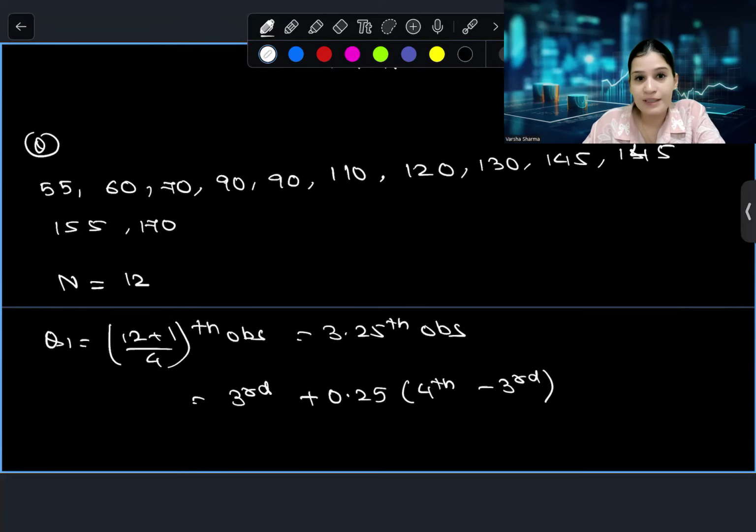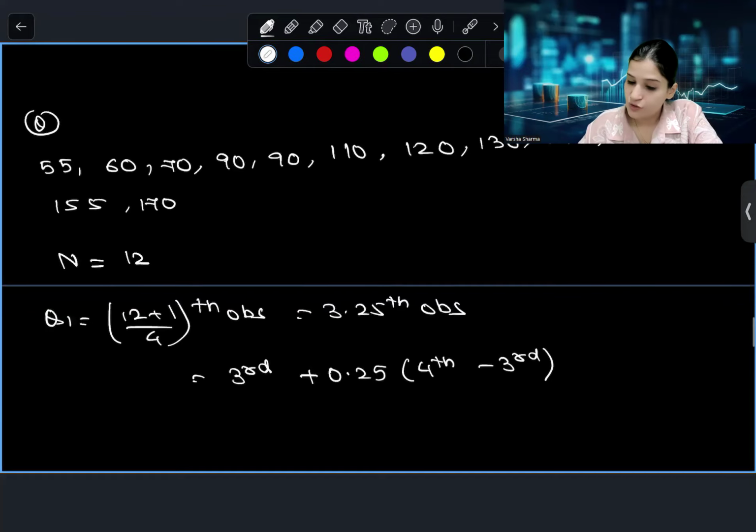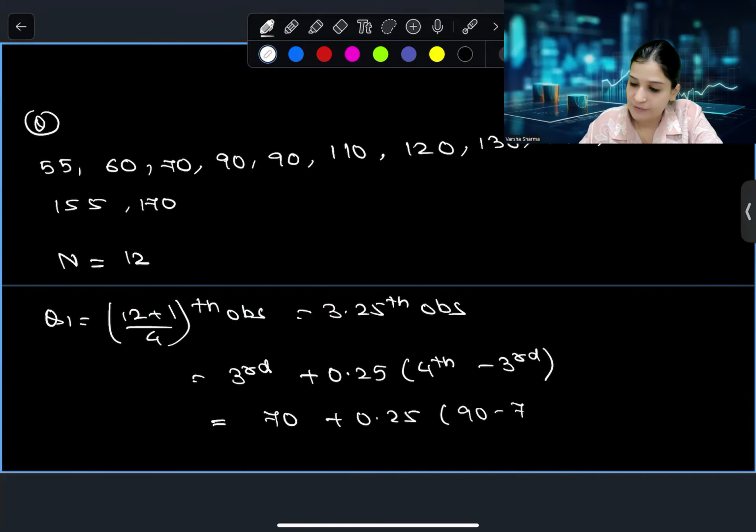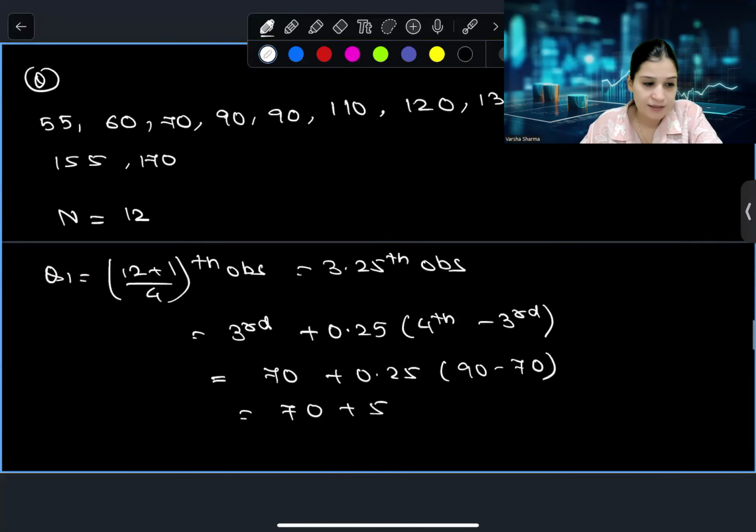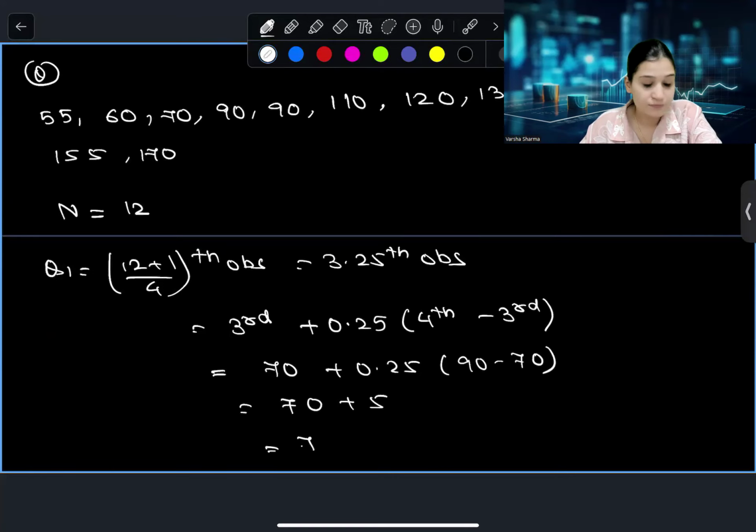Do you all remember this? Yes, ma'am. So third observation is 70, plus 0.25 into (fourth minus third), 70 plus 5, answer is 75. Q1 is 75. Is it okay? Find out Q3.